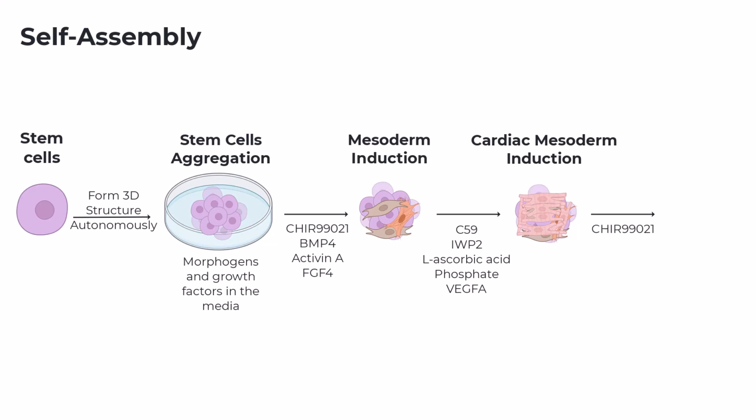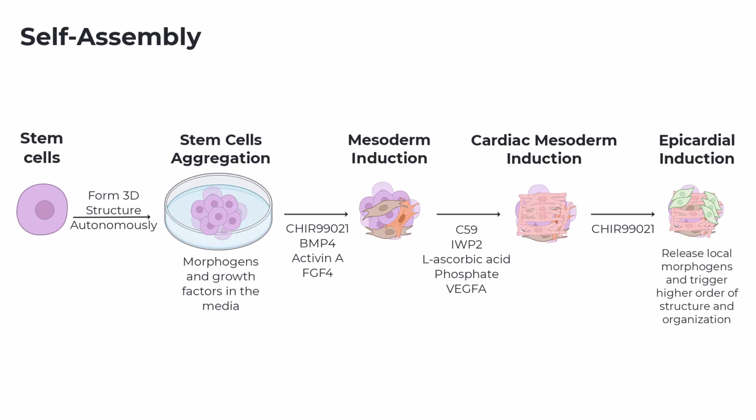Finally, CHIR99021 is added for epicardial induction. The established cardiac stem cell lineages produced release their own local morphogens and trigger higher levels of structure and organization quickly.